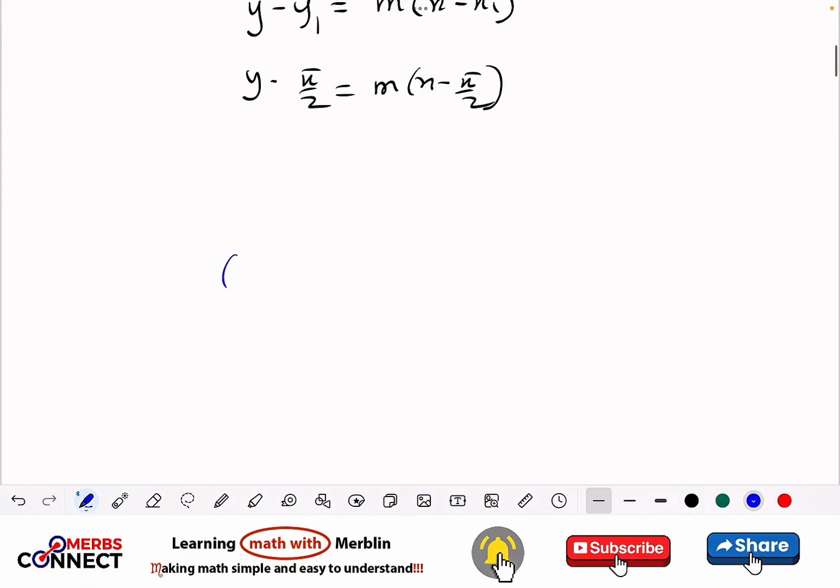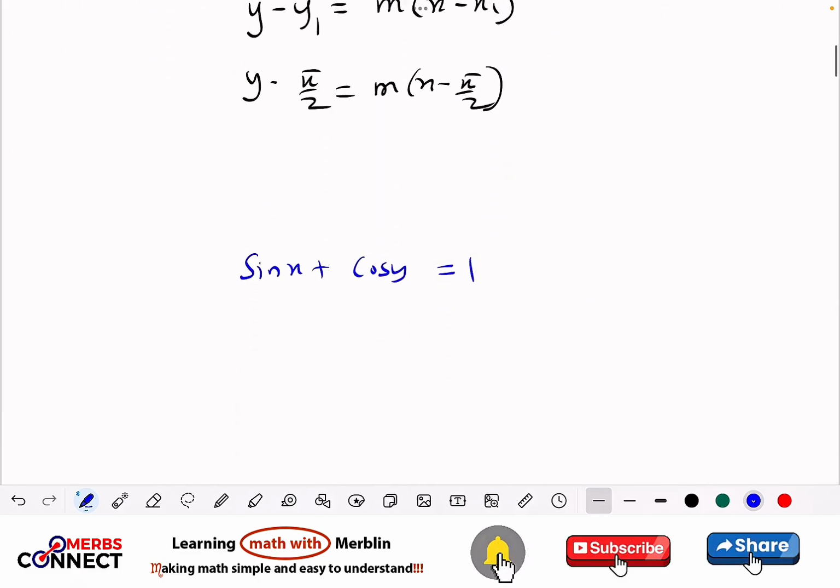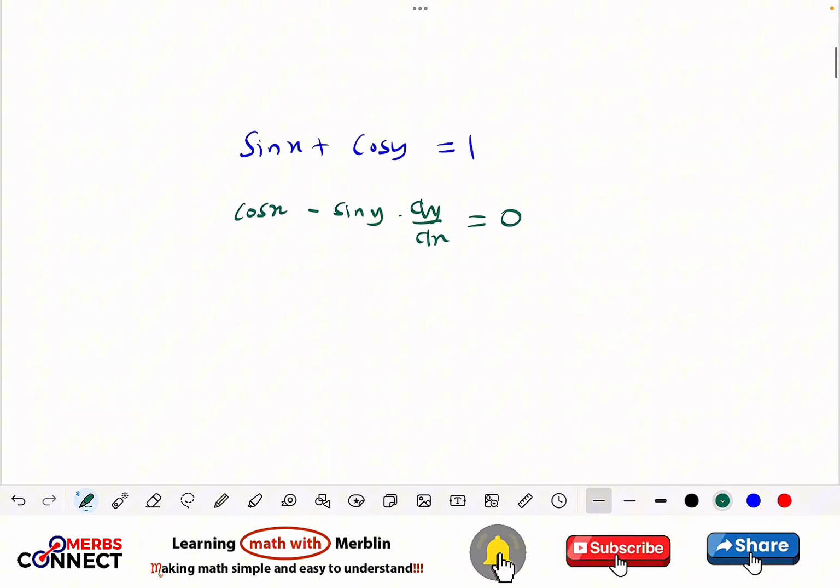So what's the equation? Sine x plus cos y is equal to 1. Is that right? Yes. So let's use implicit differentiation. So when I differentiate sine x with respect to x, I'm going to have cos x. When I differentiate cos y, I'm going to have minus sine y. But remember, this is y and we are dealing with implicit, so I multiply it by dy over dx, which is equal to 0.